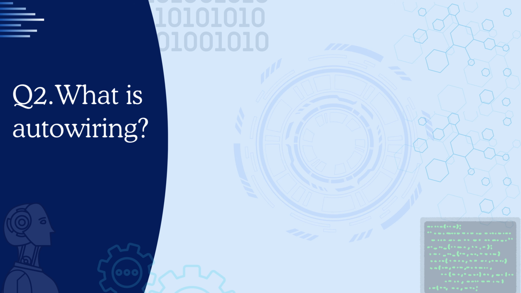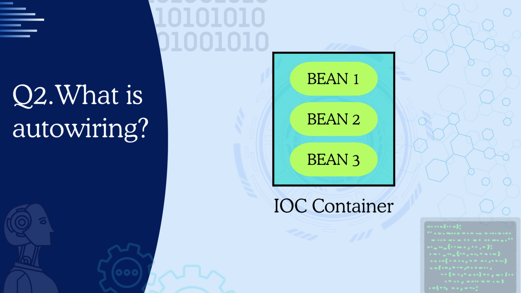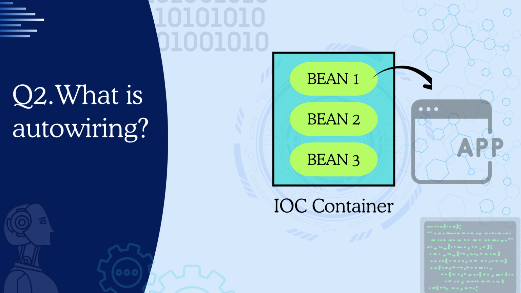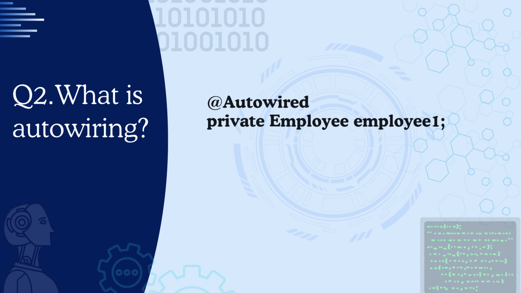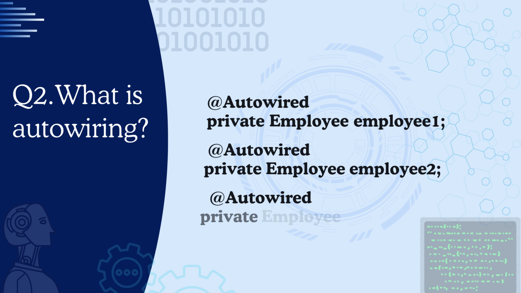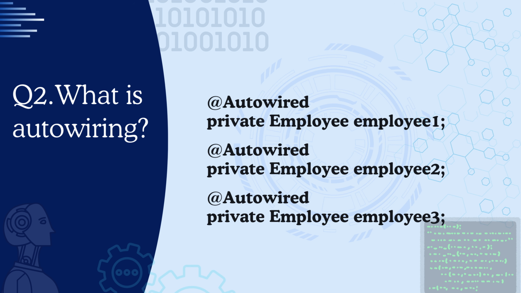Question 2. What is autowiring? Now, autowiring is a concept that lets you use the beans that you already created inside the IOC container into your project. So you just need to add the @autowired annotation on a field and Spring Boot will automatically inject the matching bean into that field. You can use Autowired on multiple fields in different classes and Spring Boot will simply reuse the same bean from the container.